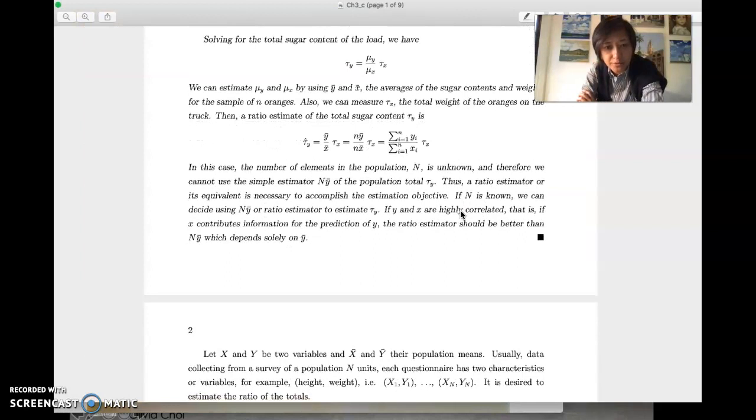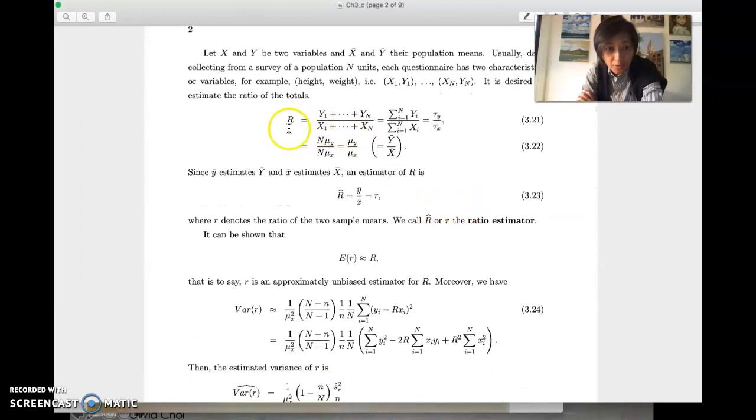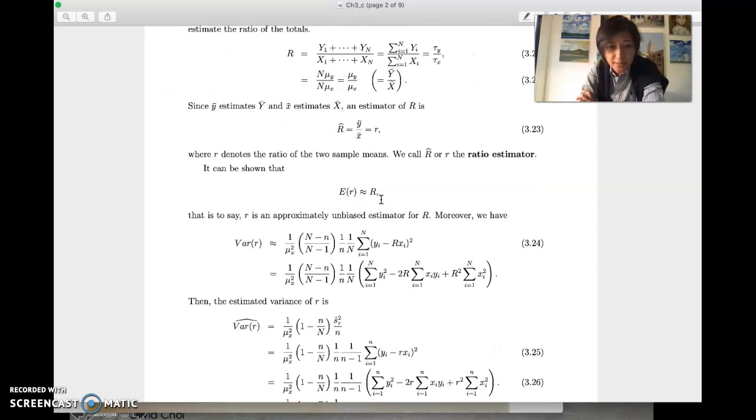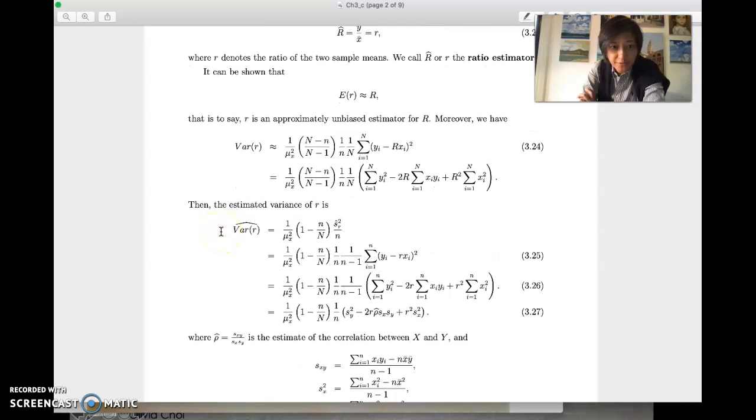You can read that through, or the example that I just talked about, population R and our sample R. We say that our sample R is an unbiased estimator for the population R. We just defined the formula for the variance of R. We have equation 3.24, and if sigma R squared is not known, we estimate it using s R squared.